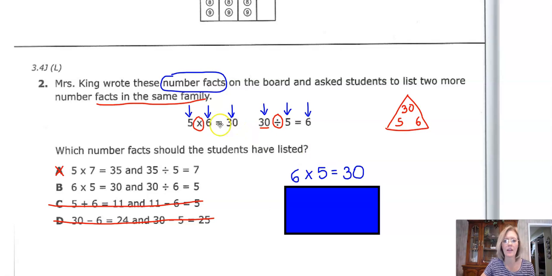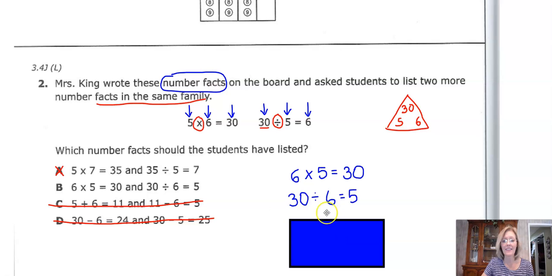And that's true. You can take a multiplication problem and you can switch the numbers there, and that's called commutative property. You can switch the factors in multiplication, and that's what's happened here, and you get 30. And I can divide 30 by 6 and get 5. You use the same 3 numbers for your fact family, and look, we came up with the exact same thing. Okay, so our answer for this is B, and we've proved it by showing it right here.